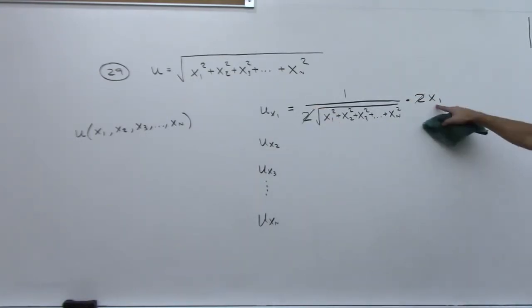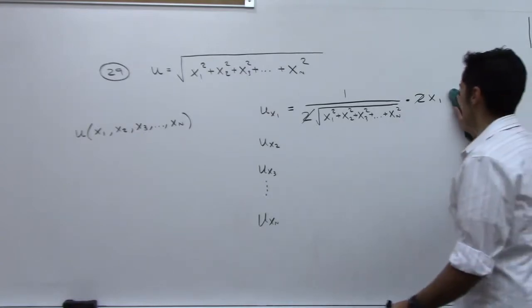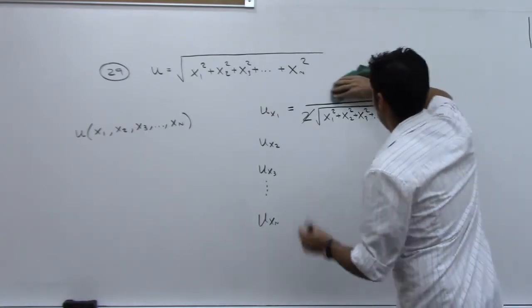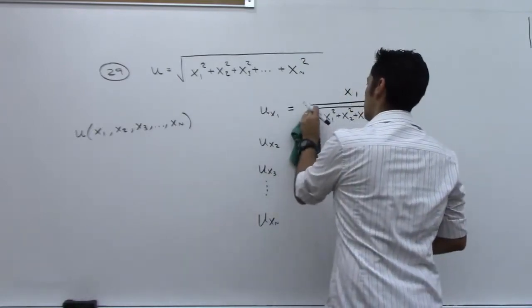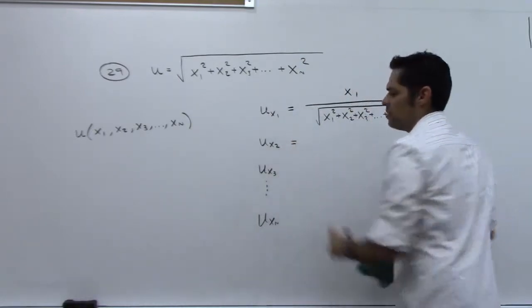And so all you get is the x sub 1 over this. So I'll just move it. You just get x sub 1. That 2's gone over that. Now let's think about what would happen if I try this for x sub 2.